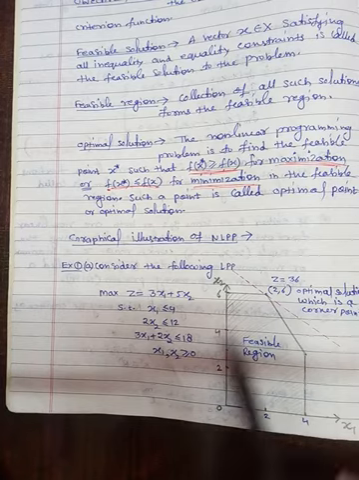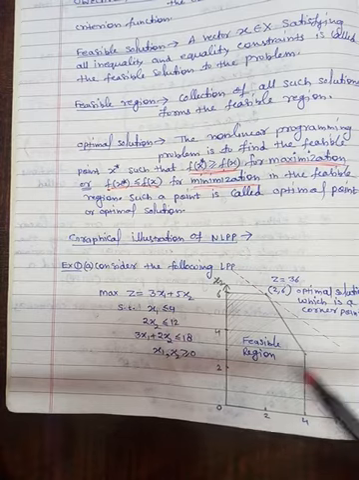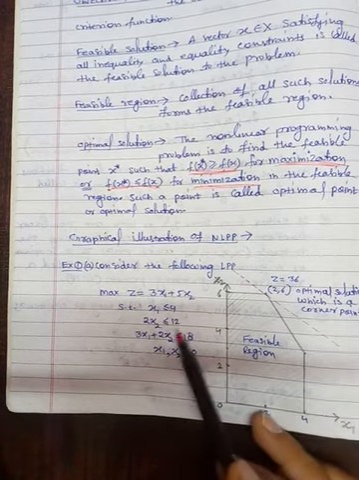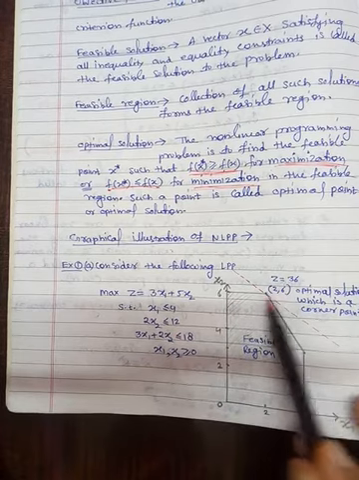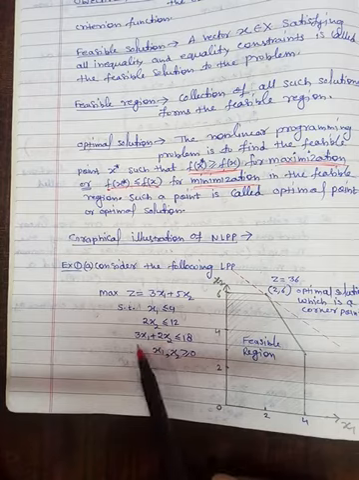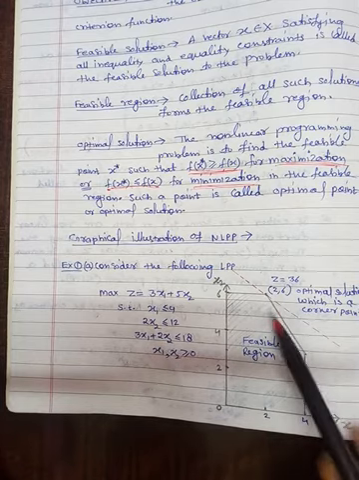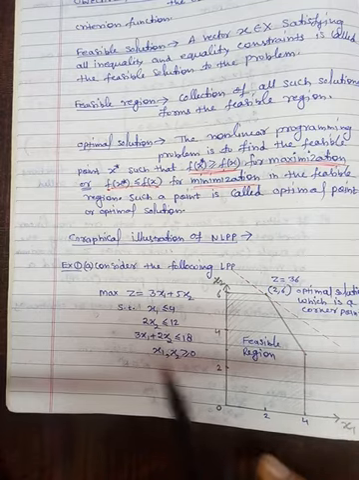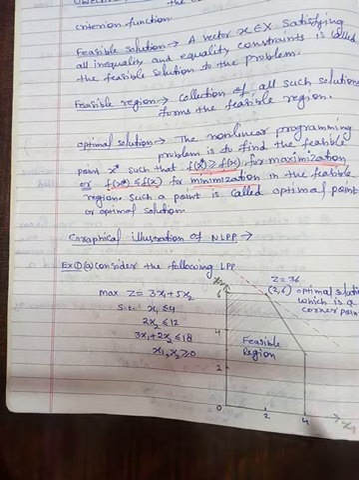Now draw the graph. First, x1 is less than or equal to 4, that means this constraint, this line. 2x2 is less than or equal to 12, that means x2 is less than or equal to 6, so this is the line. Then third is 3x1 plus 2x2 is less than or equal to 18, which is this line. So ultimately they will form this region, and then we have this feasibility condition, so ultimately we have this feasible region. This is the feasible region.